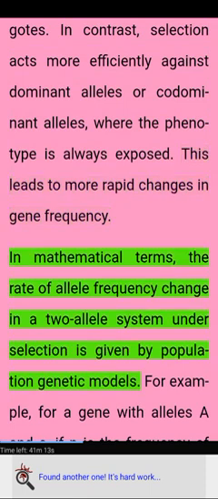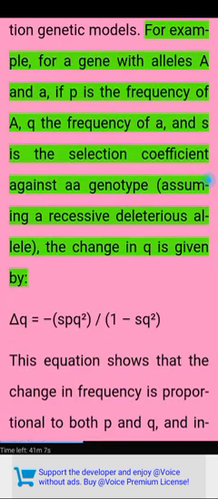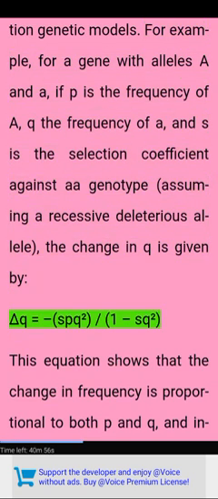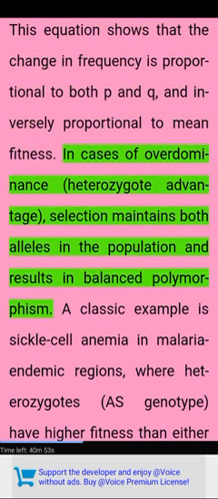In mathematical terms, the rate of allele frequency change in a two-allele system under selection is given by population genetic models. For example, for a gene with alleles A and a, if p is the frequency of A, q the frequency of a, and s is the selection coefficient against a genotype, assuming a recessive deleterious allele, the change in q is given by delta q equals minus s p q squared over 1 minus s q squared. The equation shows that the change in frequency is proportional to both p and q, and inversely proportional to mean fitness. In cases of overdominance, or heterozygote advantage, selection maintains both alleles in the population and results in balanced polymorphism.